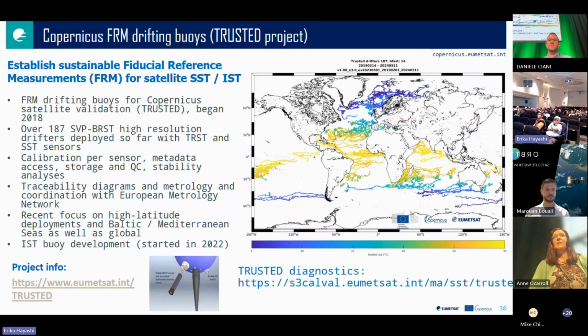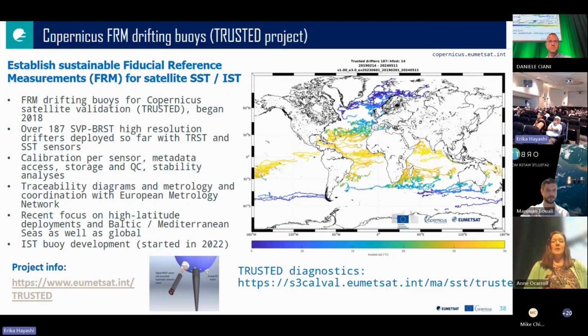Fiducial reference measurements for sea surface temperature led us to the Trusted Project, where we're focusing on the FRM for drifting buoys. The radiometers are covered by the ships for SST activities that Fred described and that Peter had just described, and we're really focusing on fiducial reference measurements from drifting buoys.